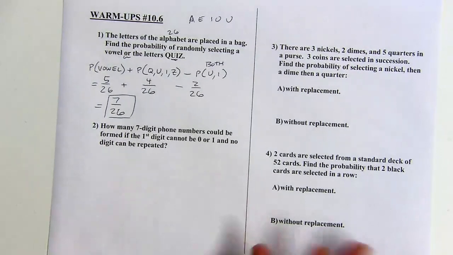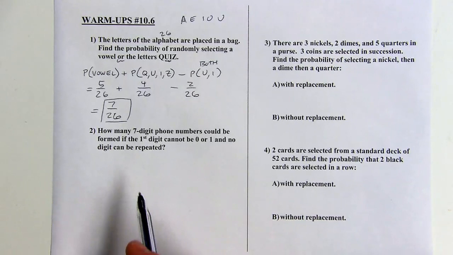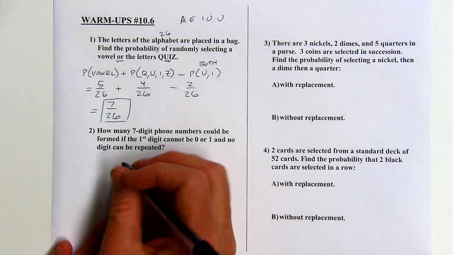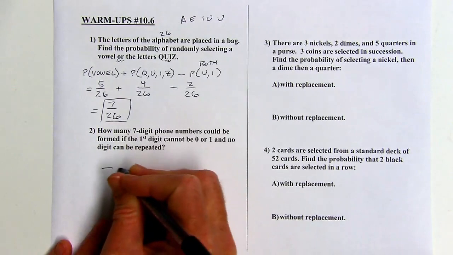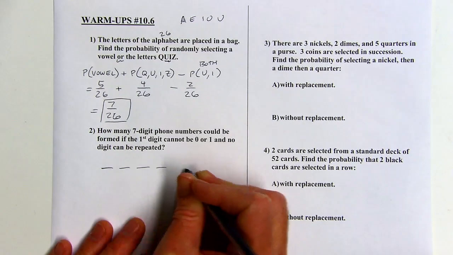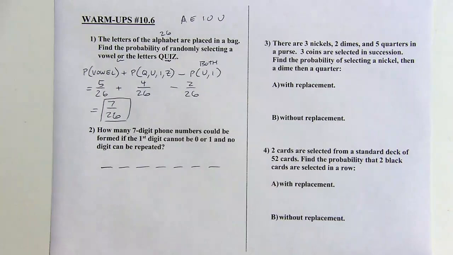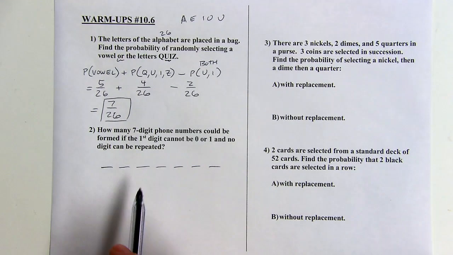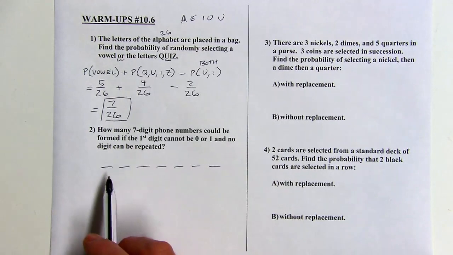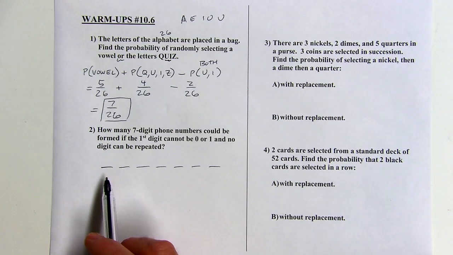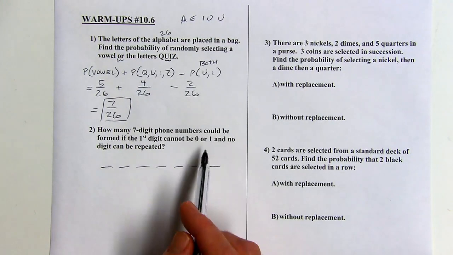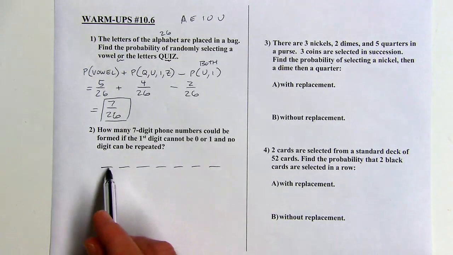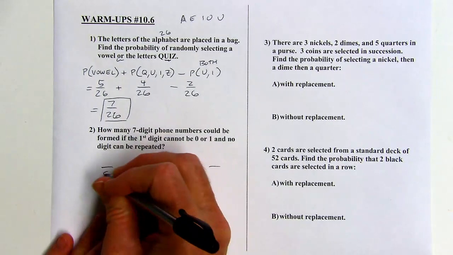Okay, next up: how many 7-digit phone numbers could be formed if the first digit cannot be 0 or 1 and no digit can be repeated? So these password problems, I like to just set up blanks: 1, 2, 3, 4, 5, 6, 7 to get the structure of my password. And then I'm thinking how many options there are in each slot. In the first slot, it can't be a 0 or 1, so that leaves 2, 3, 4, 5, 6, 7, 8, or 9. There's 10 digits if you include the 0, and 2 of them are off limits on this first slot. So I've got 8 options in that first slot.